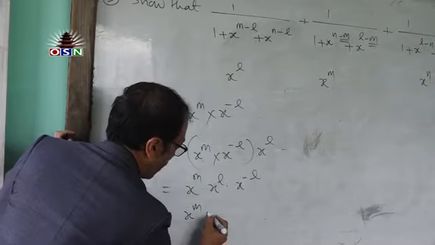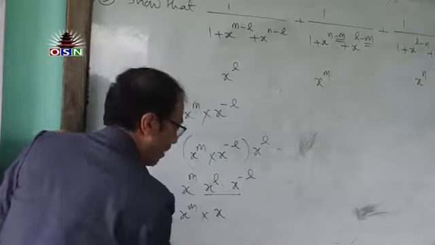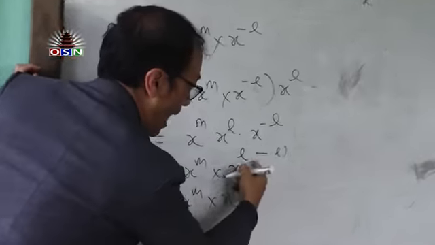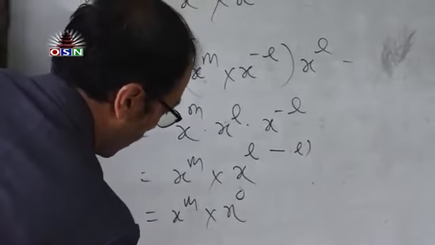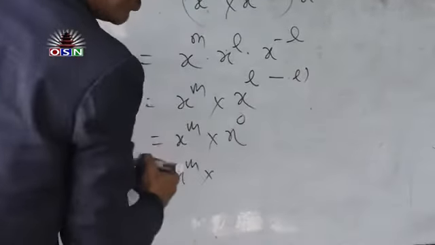X to the power m, they two have the same base. So let's write a common base when we multiply them. L plus minus l. Plus minus minus, that means x to the power minus l we will get. X to the power m into x to the power l minus l means x to the power 0. X to the power 0 means 1. Finally we have got x to the power m. So we will get such kinds of easy terms.